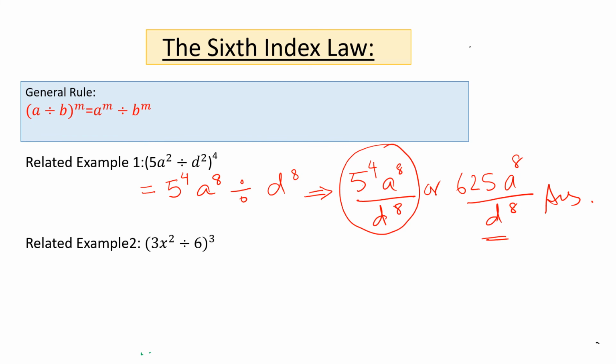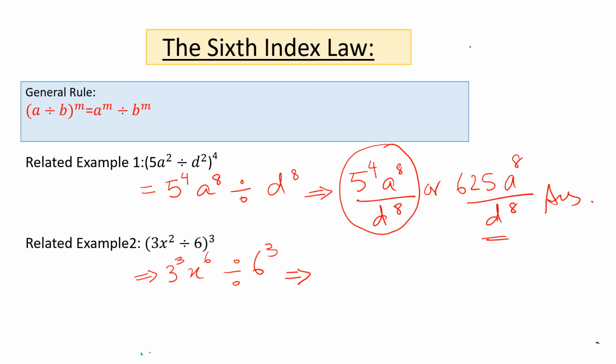Next we have (3x squared divided by 6) whole to the power 3. So when I remove the bracket, I will raise each term to the power 3. So 3 raised to the power 3, (x raised to the power 2) raised to the power 3. Power raised to the power, we multiply. So 2 times 3 is 6, divided by 6 raised to the power 3.